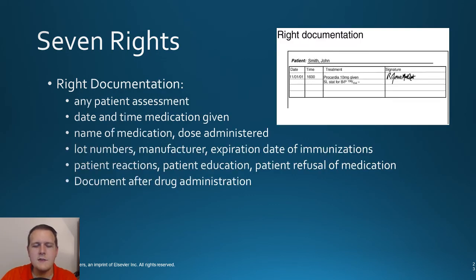And then documentation is always really important here. Any patient assessments you need to note need to be marked off. Any dates and times, you want to make sure we know that, so that way we have good accounting for when medications were administered, so we know when the next dose is due potentially. And then oftentimes things like lot numbers, expiration dates, and manufacturer is documented for immunizations, just in case there's ever a bad batch, we can go back and check those out. Again, patient reactions, education, everything needs to be documented in the chart, and this should be done after drug administration in case something came up. Maybe they spit it up, they threw it up, something like that.